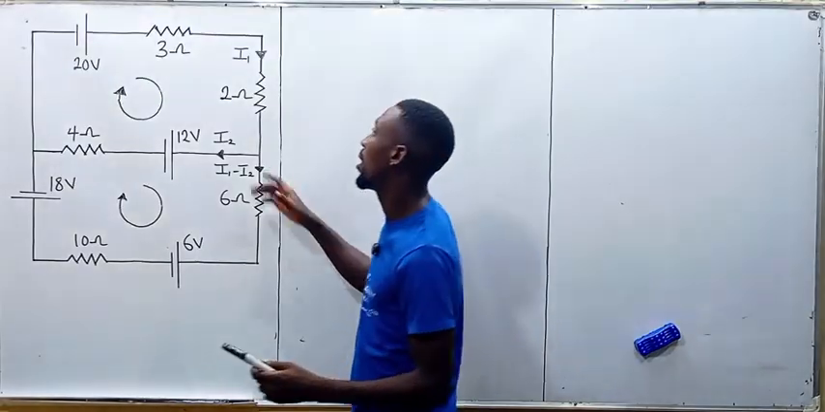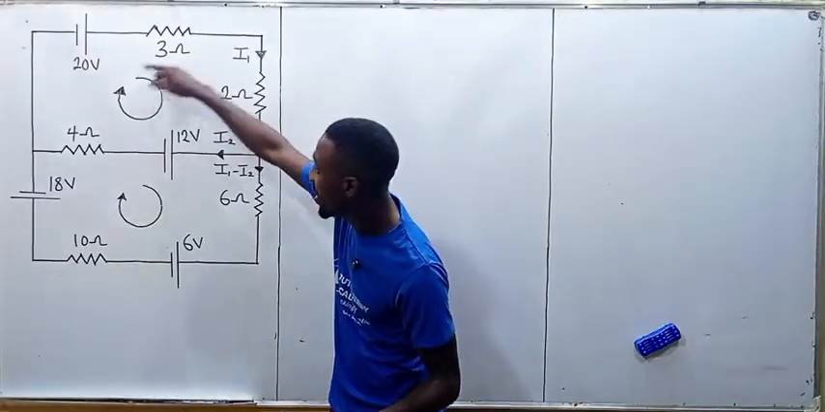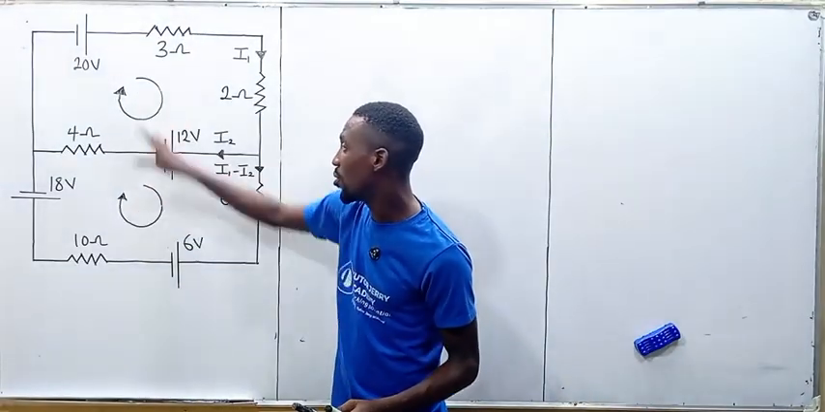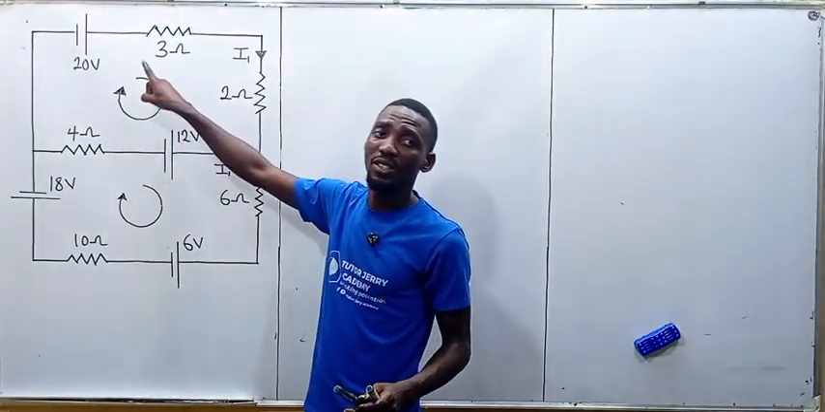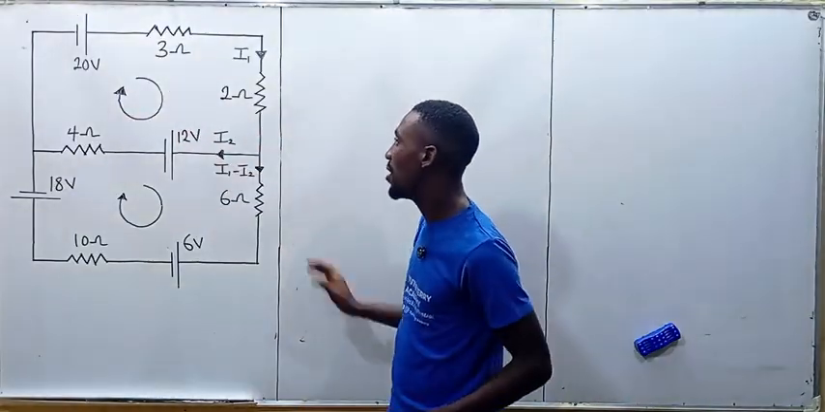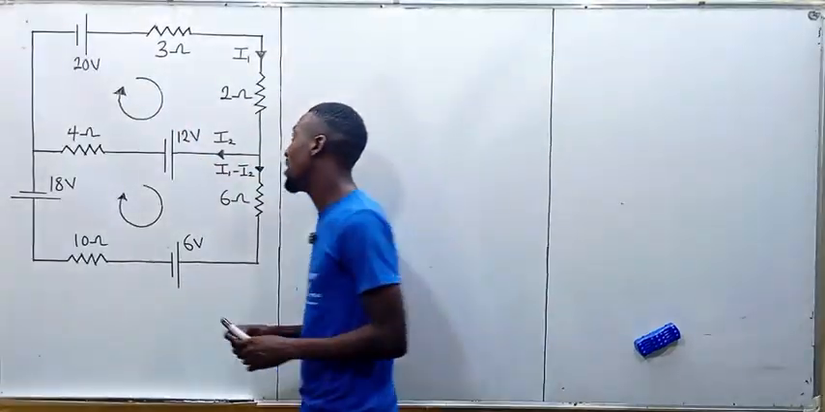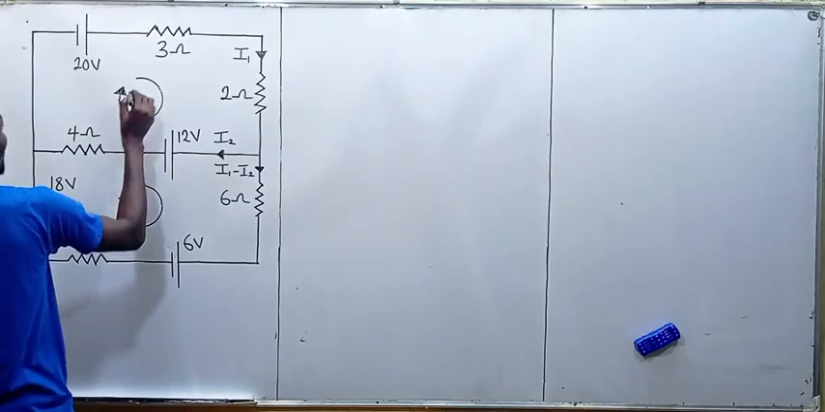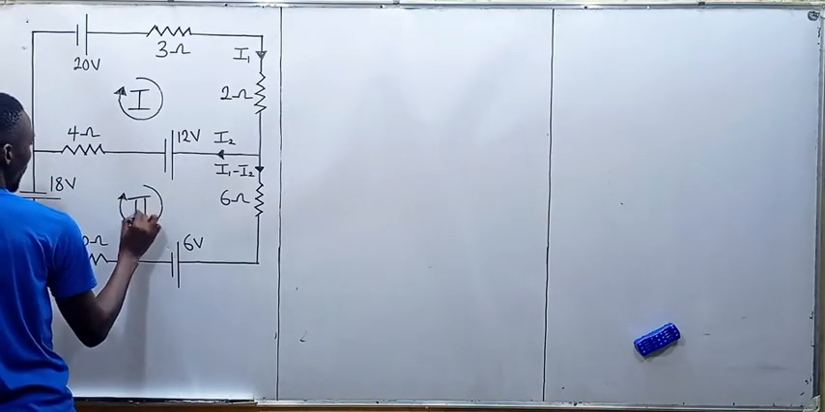When the question comes, they did not draw this direction for us, so you are going to be the one to take your direction. You can decide to take your direction to be clockwise, or you can decide to take it to be anti-clockwise. For the sake of this lecture, I'm taking clockwise direction. So we are applying it in loop 1 and loop 2.